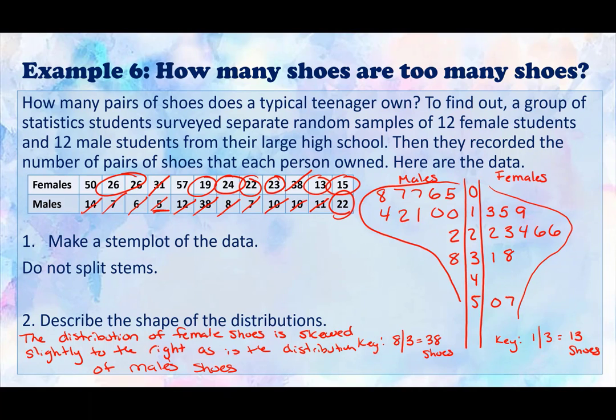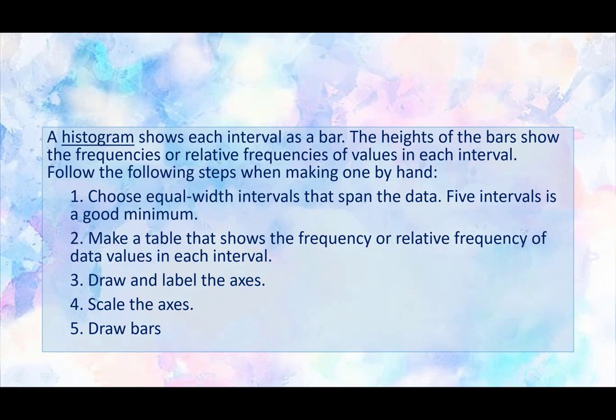So let's look at another way to display quantitative data. Another way that you may have heard of is a histogram, not to be confused with the bar chart. We're going to go over that in just a second. A histogram shows each interval as a bar. The heights of the bars show the frequencies or relative frequencies.